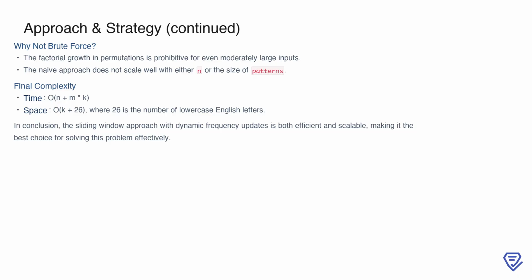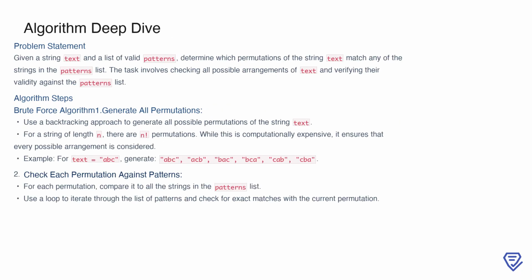The final time complexity of O(n + m * k) ensures that the algorithm can handle larger inputs gracefully, and the space complexity of O(k + 26) is reasonable, where 26 accounts for the number of lowercase English letters. Overall, this strategy offers the best balance of efficiency, scalability, and practicality, making it the optimal choice for solving the problem effectively.